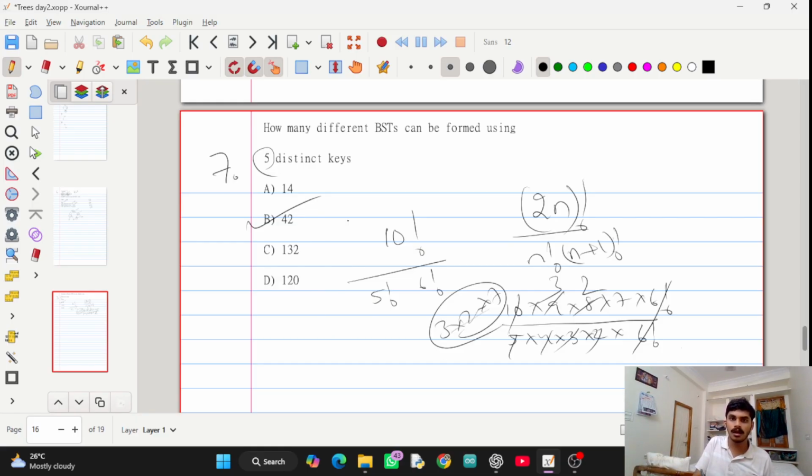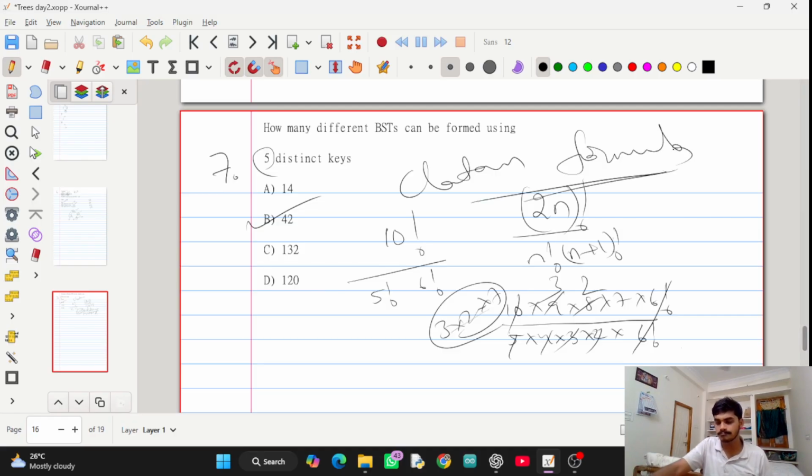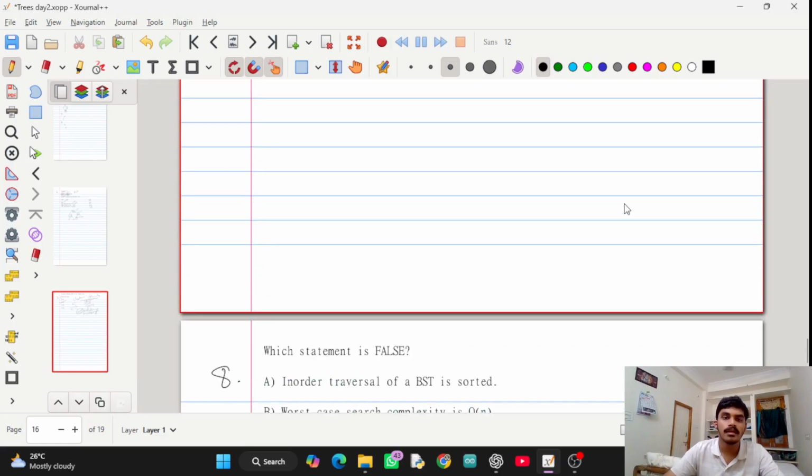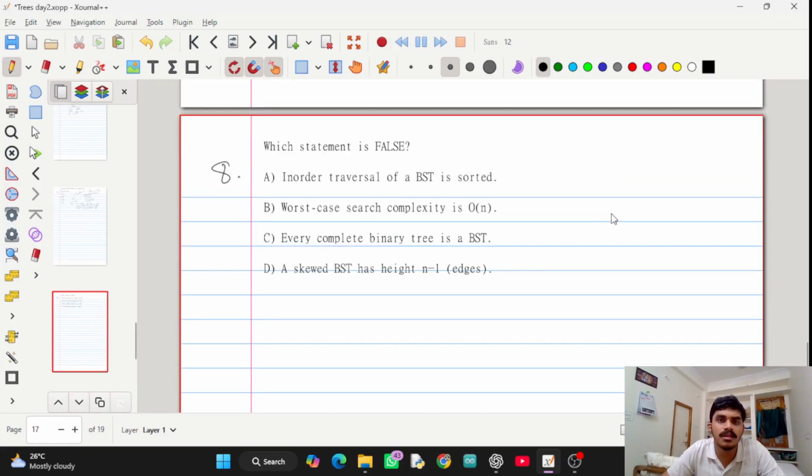This is called the Catalan formula. Okay. Next, which statement is false? Okay.